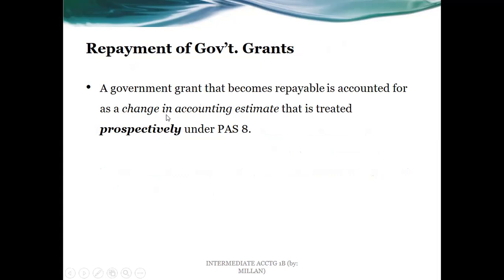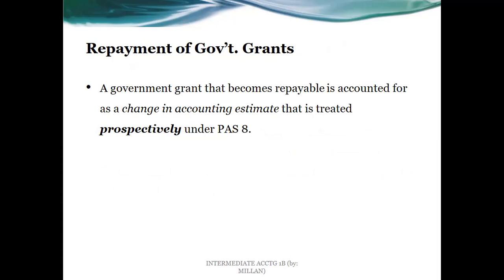And finally, what about repayment of government grants? Now, it's possible that a government grant becomes repayable. So example, we did not follow the conditions attached to our government grants. So we violated, in other words, or we breached the terms of the contract. Therefore, the grant becomes repayable. We have to refund that or return to the corresponding government agency or the government as a whole.